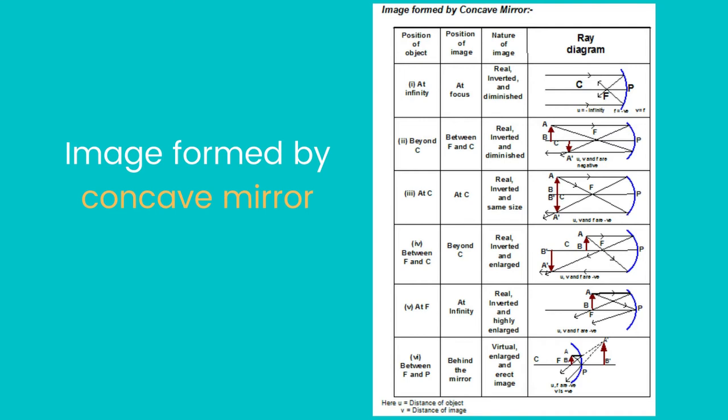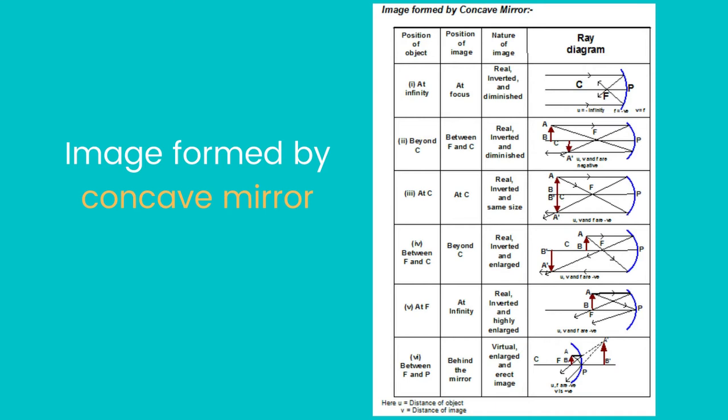Number 3. If the object is at point C, then the image will be formed at C. The characteristic of the image is real, inverted, and the same size. Number 4. If the object is between F and C, then the image will form beyond C. The characteristic of the image is real, inverted, and magnified.